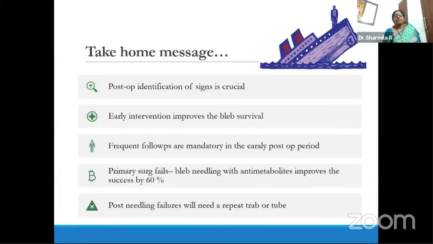So the take-home message here would be that careful identification of the signs of failure is very important post-operatively. Early intervention improves the survival of the bleb. Frequent follow-ups are mandatory in the early post-operative period, especially where most of the fibrosis or healing process happens. Primary surgery, if it fails, bleb needling can be done with antimetabolites, which improves the success by 60%. However, post-needling failures will definitely need a repeat trabeculectomy or a tube surgery. Thank you for your patient hearing.